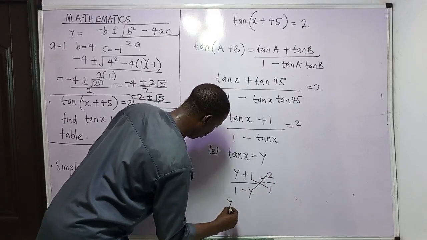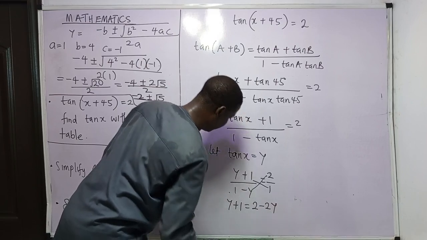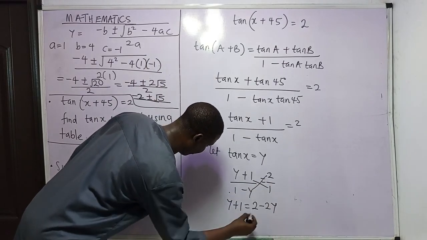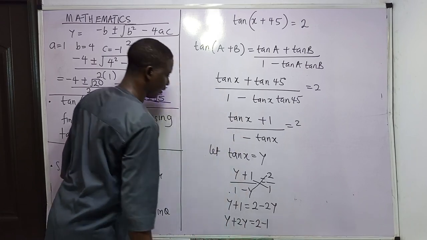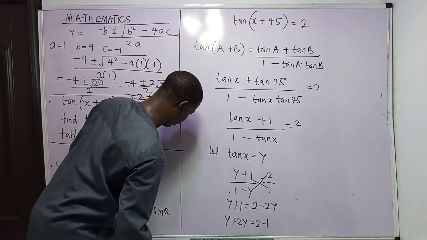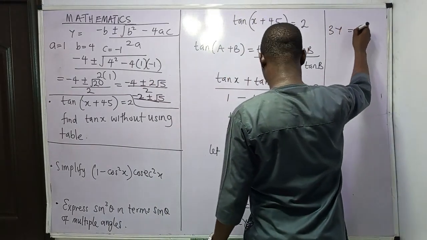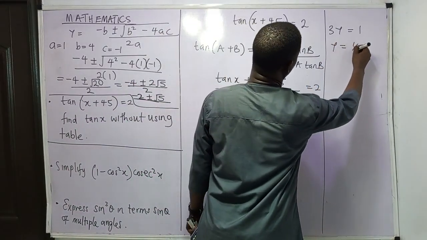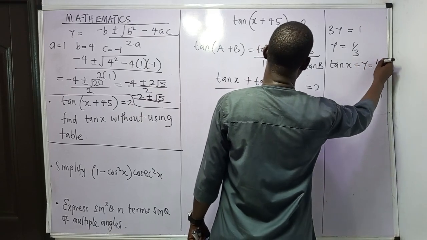Cross multiply, what do we have? y plus 1 equal to 2 times this, which is 2 minus 2y. Collect like terms. This one comes here, this one goes there. We have y plus 2y equals 2 minus 1, because when this one crosses it becomes plus 1, and the 2y goes the other side and becomes minus 2y. So I'm going to have 3y equals 1, so y gives us 1 over 3. So our tan x, which is equal to y, equals 1 over 3.